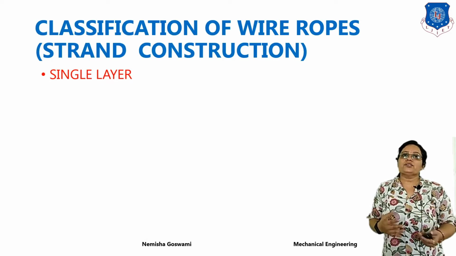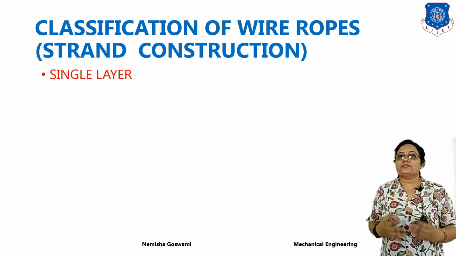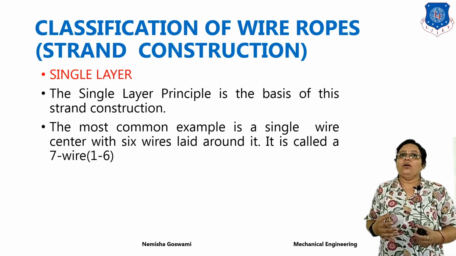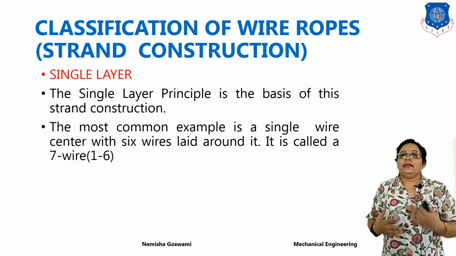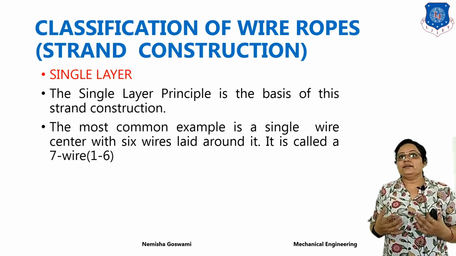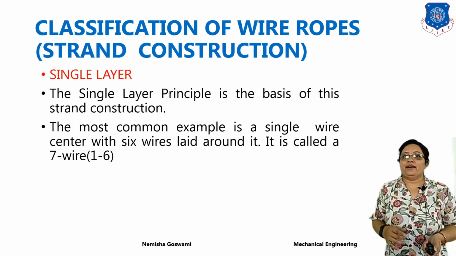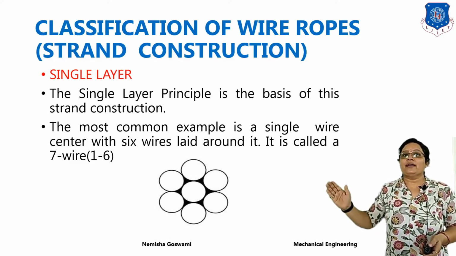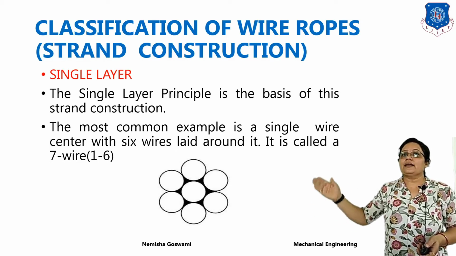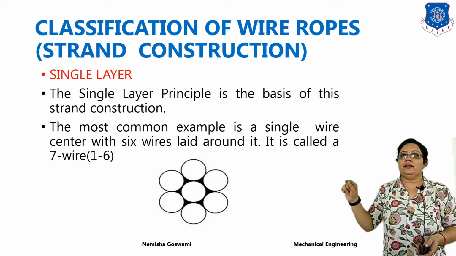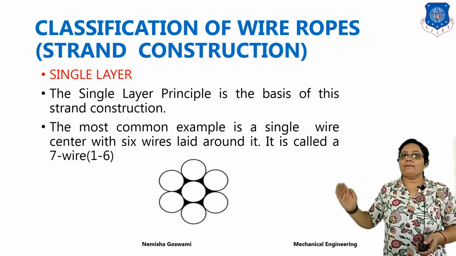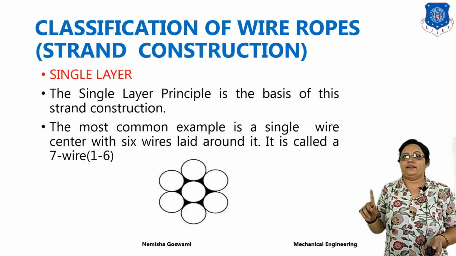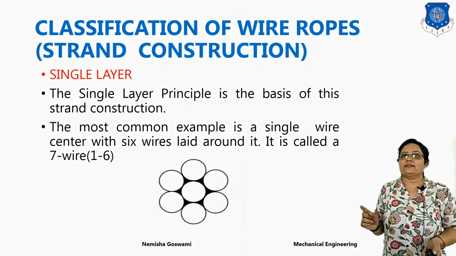Now, classification of wire ropes. There are different types of wire ropes available. First is single layer. What is the principle of single layer? It is generally made of one strand and 7 wires. You can see in this figure, the total number of wires is 7: 6 are in the outermost layer and 1 is in the center. This complete component indicates one strand.